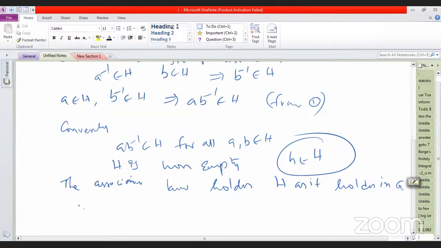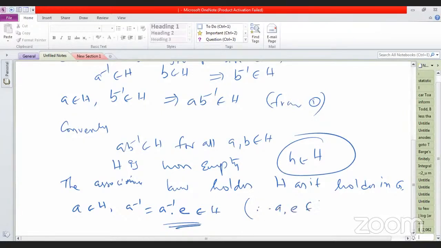I am writing here: A belongs to H, so A inverse belongs to H. We can write A inverse dot E, why? Because this is the identity element. Very good. That way we can write A, E belong to H, and A, B belong to H.